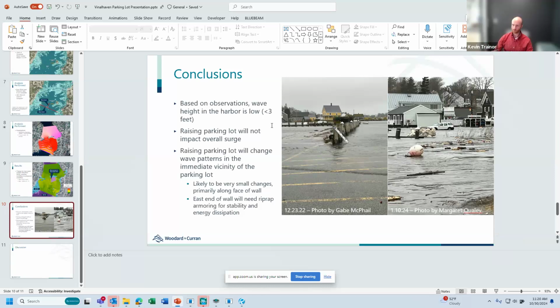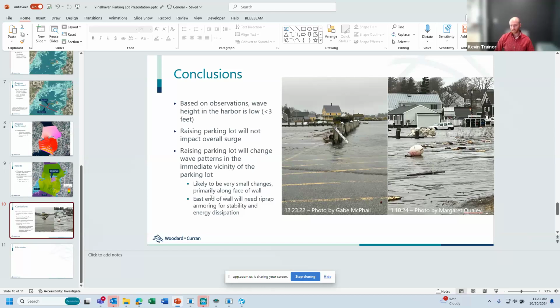But what it will do is change the way any energy coming into the harbor is circulated or reflected, or is coming back off of a vertical wall. And so what we found is that raising the parking lot will likely change the wave patterns in the immediate vicinity of the seawall, but based on these model results, it's likely to be a pretty small change, limited to along the face of the wall.